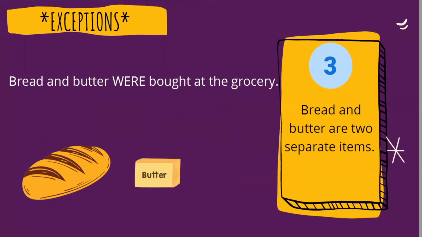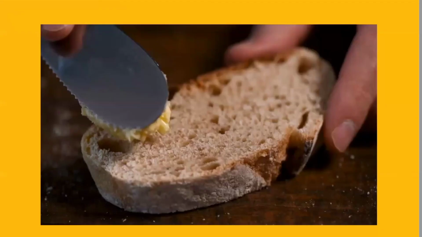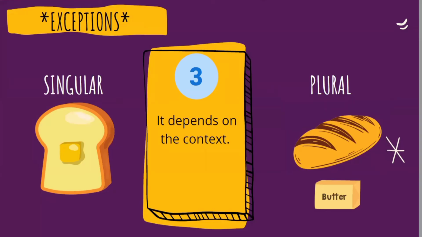And you can tell because we look at the pictures, we can observe the pictures and we recognize that we bought two separate items. In this instance, we are not considering them a single item or a single meal. We are considering them as individual objects that we bought. So in the first instance, bread and butter is a meal. It's one meal that we can have. And in the other instance, we bought two separate items, so it's considered plural. It all depends on the context.